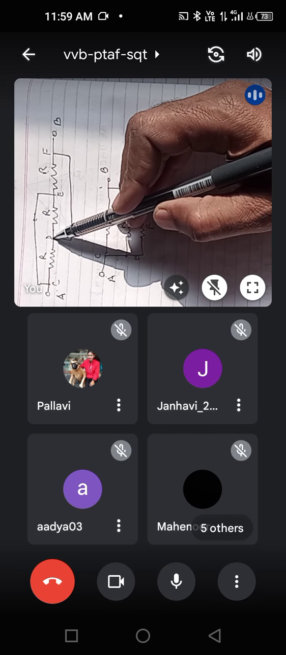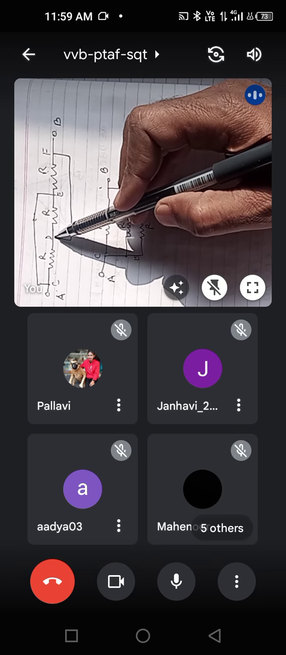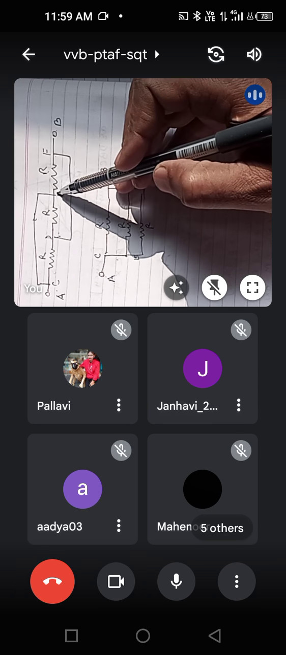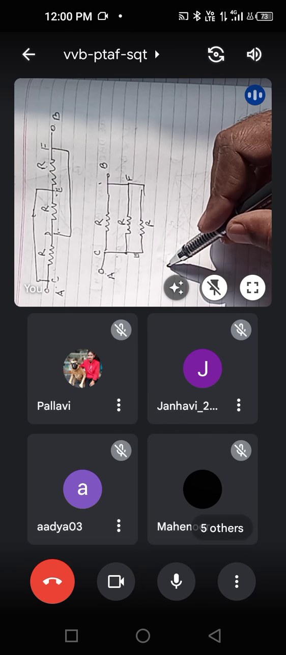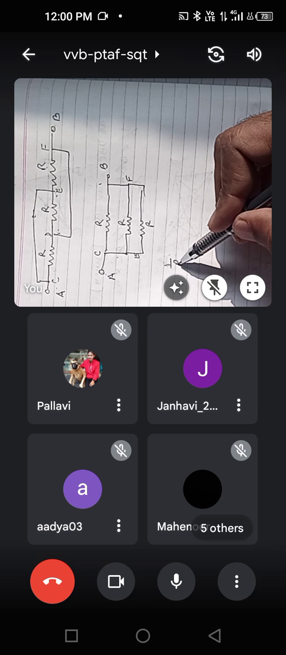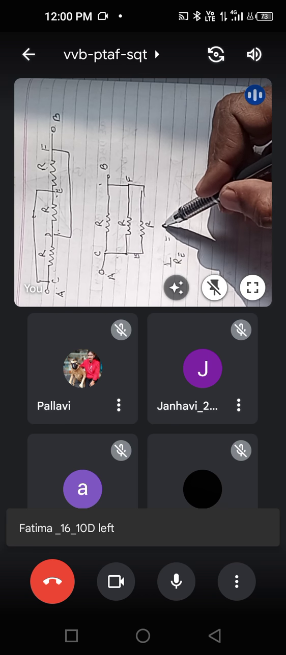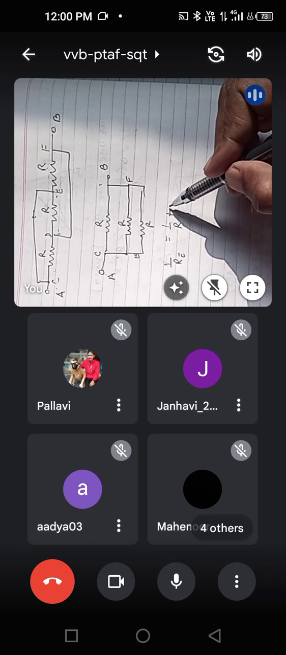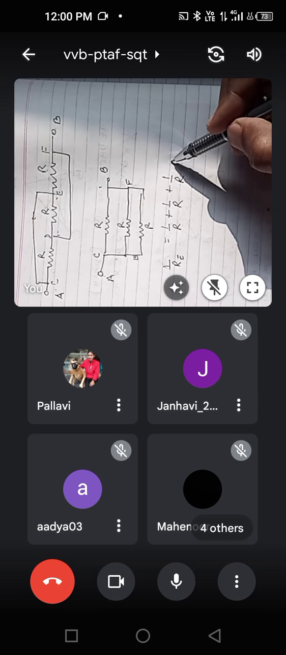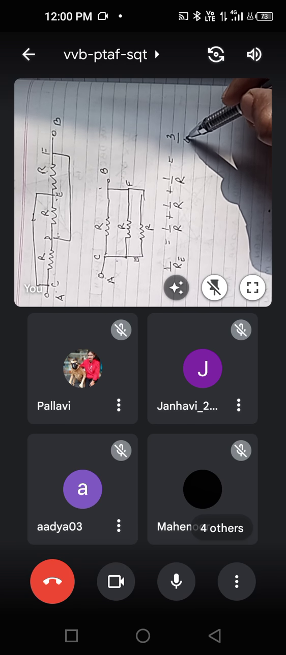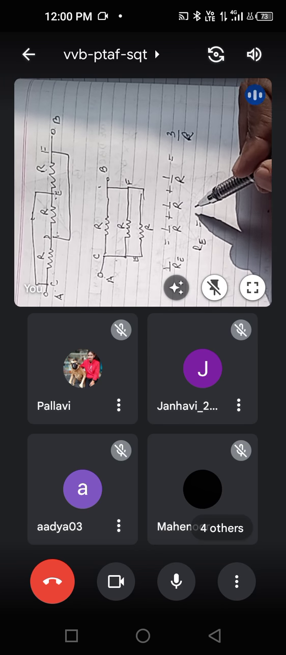And here there's D. Between D and E, there's another resistance R. So in this case, the combination of the resistances between A and B will be 1 upon R. The equivalent resistance Re you can write as 1 upon R plus 1 upon R plus 1 upon R, that is equal to 3 by R. So the equivalent resistance here will be R by 3.